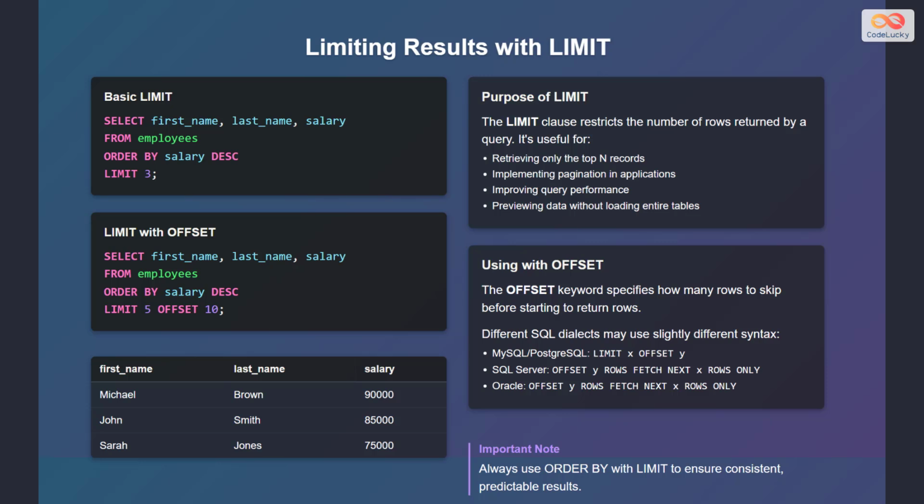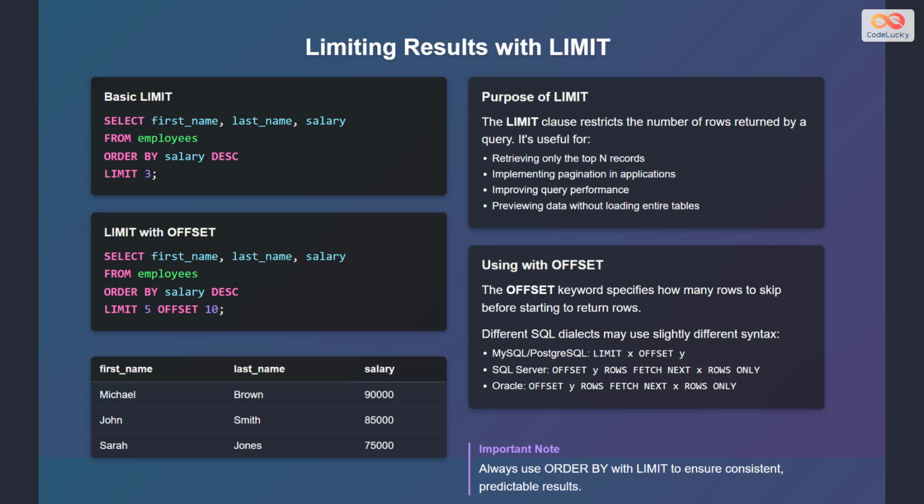The LIMIT clause restricts the number of rows returned by a query. This is useful for retrieving only the top N records, implementing pagination in applications, improving query performance, and previewing data without loading entire tables. To use the LIMIT clause, specify the maximum number of rows to return after the LIMIT keyword. You can also use the OFFSET keyword to specify how many rows to skip before starting to return rows.